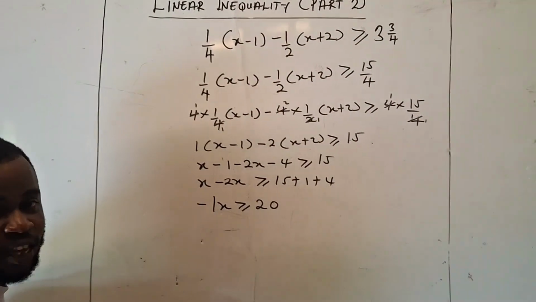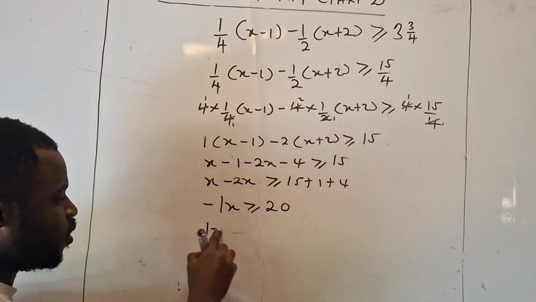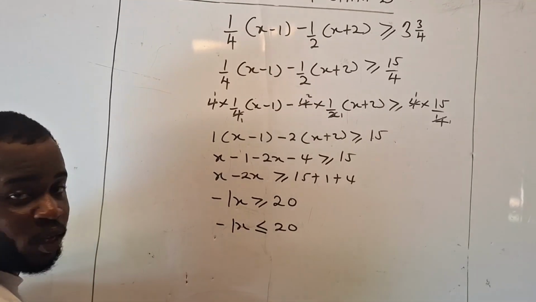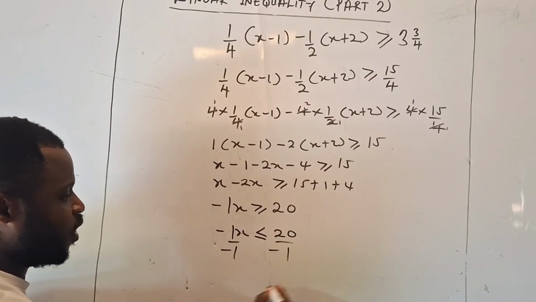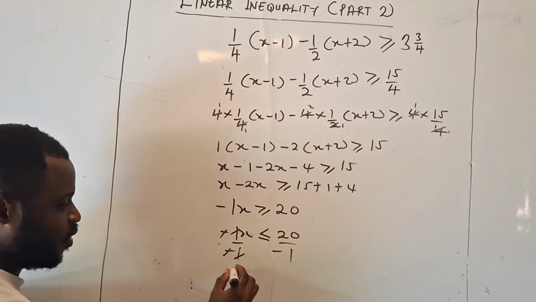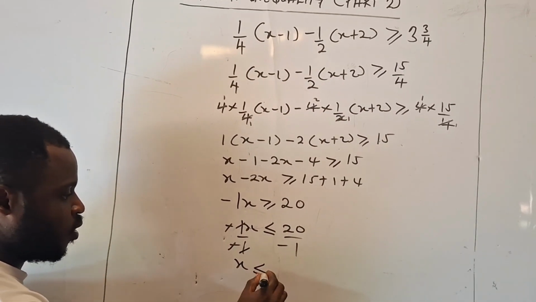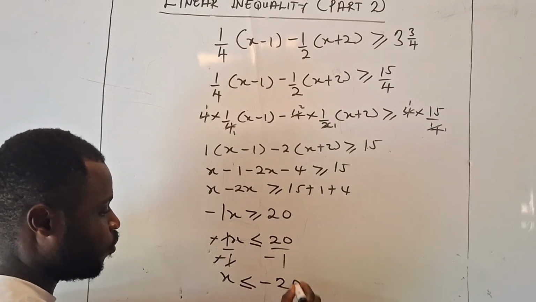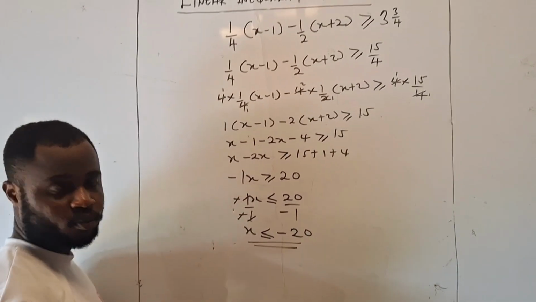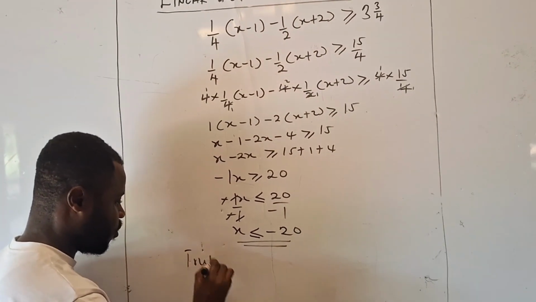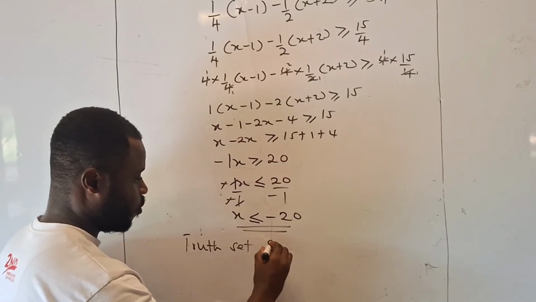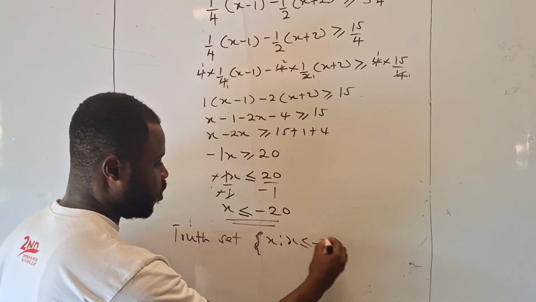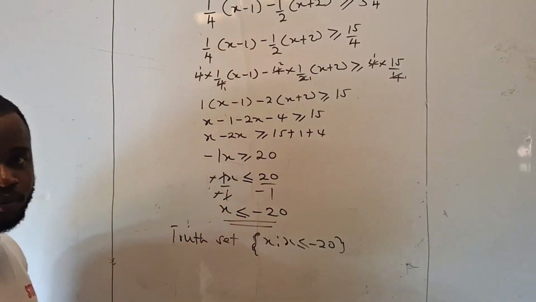Now, the coefficient of x has become negative once again. So we repeat this: negative 1x less than or equal to 20. Then we divide here by negative 1, negative 1. Let's cancel this. Then we have x less than or equal to. Now, 20 divided by negative 1 will be negative 20 as our answer. Now the truth set: x is such that x is less than or equal to negative 20. So this is the truth set.